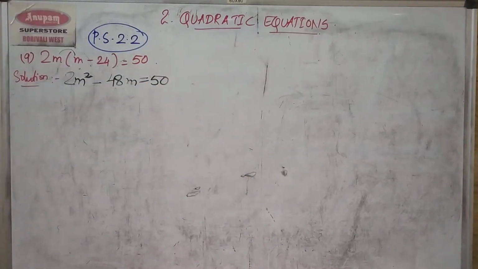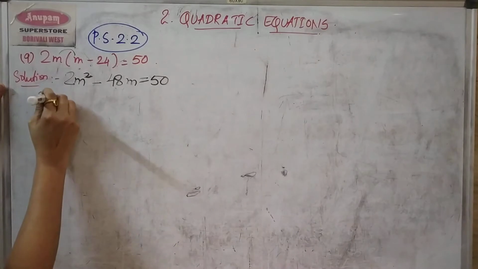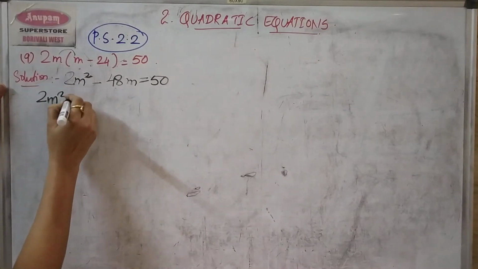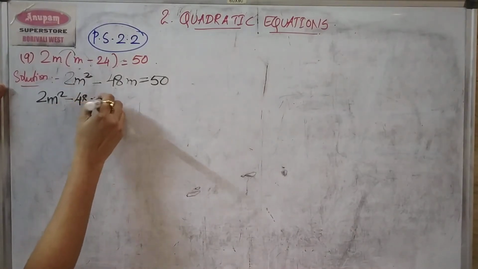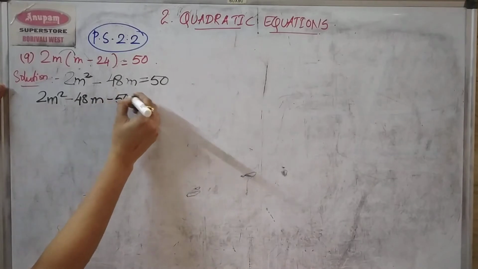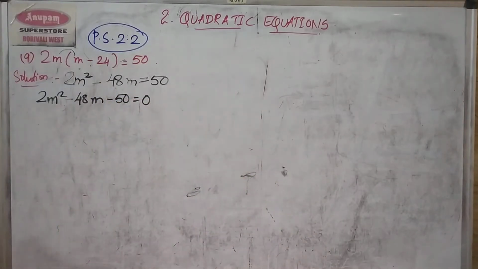Yes. Now, after this, I need to solve this and write down this in the standard form. So, how do I write down this in the standard form? 2m square minus 48m and this 50 comes here. So, this becomes minus 50 is equal to 0.